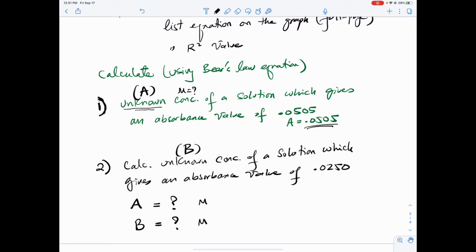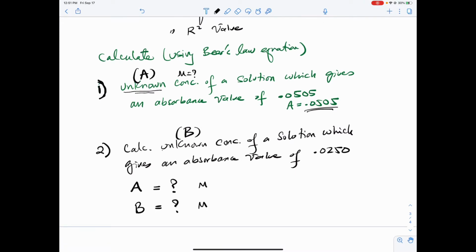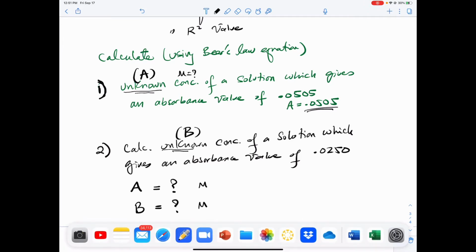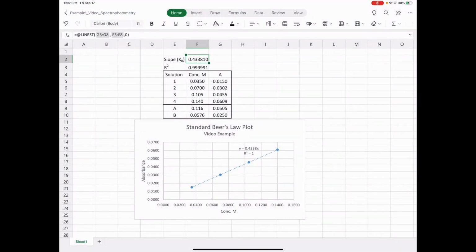One was unknown A, and we wanted to use the Beer's law plot equation to calculate the concentration in molarity of solution A, and then of solution B. I asked you to prepare an Excel spreadsheet of the problem, do your plot, and calculate A and B. I want to share my Excel spreadsheet so you can compare answers and see if you did it correctly. So here is the spreadsheet that I prepared for the problem.